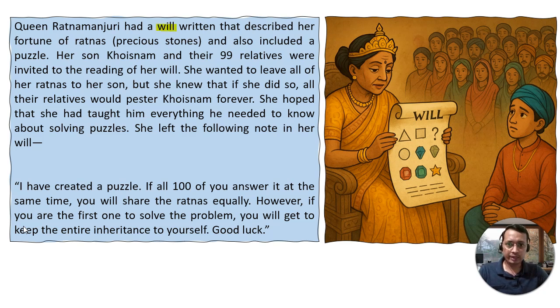What is a will? A will is a document which talks about what happens to my possessions, whatever gold ornaments, money or land I have, once I am no more. So that's a will. Queen Ratnamanjari had a will that describes her fortune of Ratnas. What does Ratnas mean?